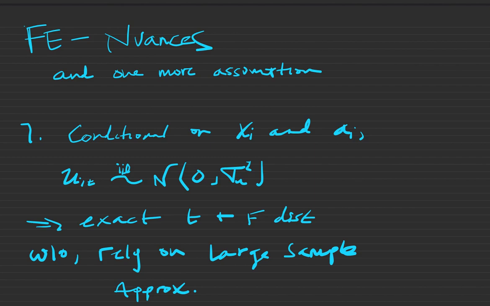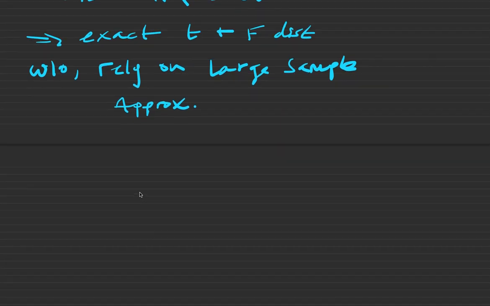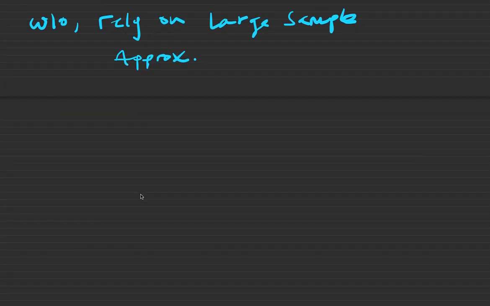Without this seventh assumption, we'll need to rely on large sample approximations, so our t statistics and f statistics are not going to be exact, and we will need large samples to make good inference. So we don't need the seventh assumption, but it helps us with our inference. All right. So that is it for assumptions. Let's move on to some nuances and we'll continue discussing some implications of the assumptions.